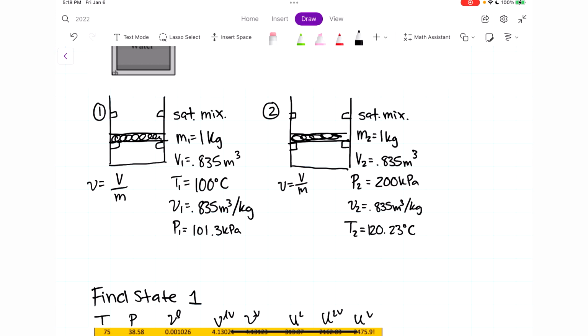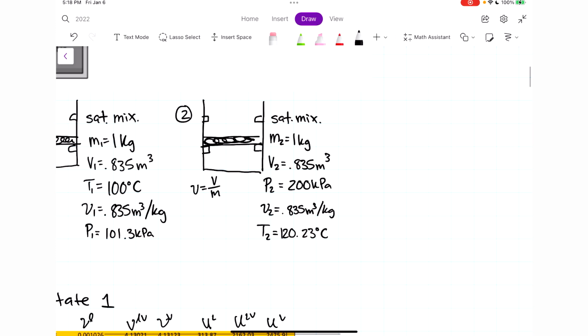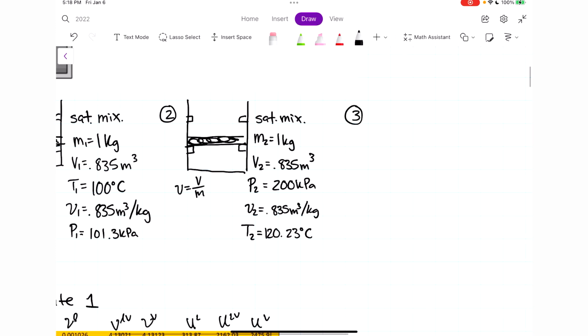Now, what should we do? Now let's go ahead and look at state 3. So for state 3, let's go ahead and assume that it's at the stops. Let's say that with the amount of heat added, it turned into a saturated vapor, and it was a saturated vapor when it hit the stops, or it turned into a saturated vapor when the piston has been on the stops, right? So let's go ahead and figure that out. Let's figure out if that actually happened.